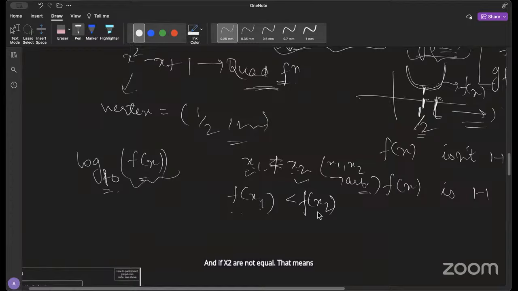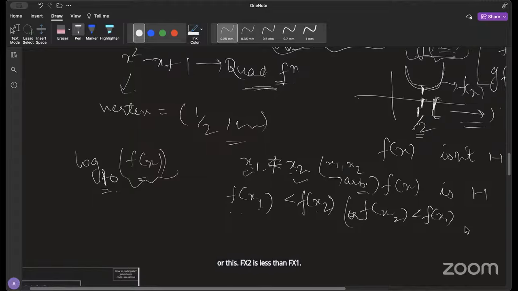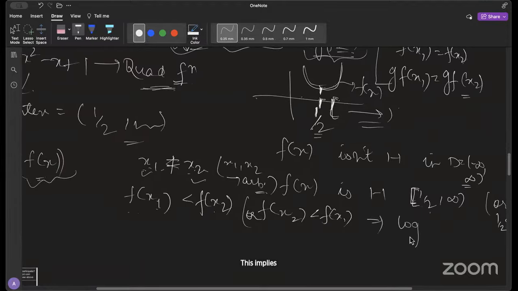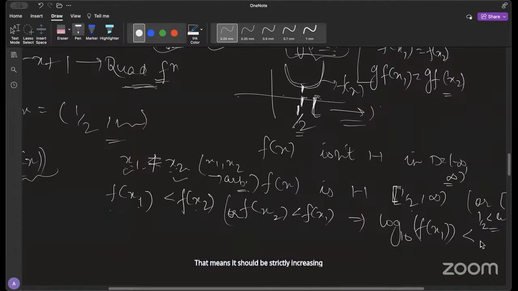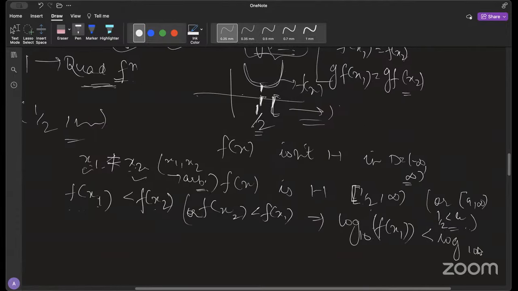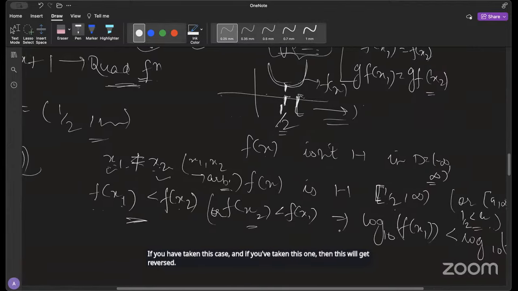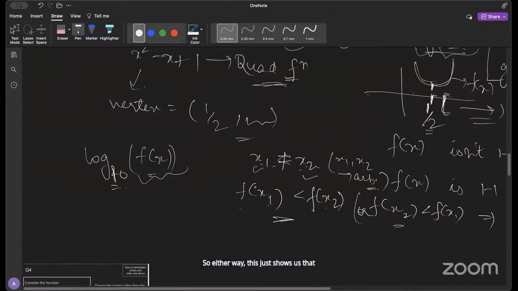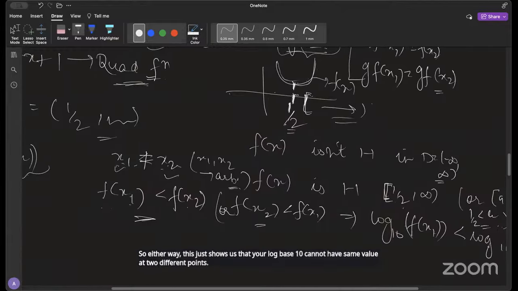That means either your f(x1) is less than f(x2) or your f(x2) is less than f(x1). You can take the other case too. This implies your log, because log is an increasing function, right? Log base 10. That means this should be strictly increasing than this. If you have taken this case, and if you've taken this one, then this will get reversed. So either way, this just shows us that your log base 10 cannot have the same value at two different points. Is that fine?